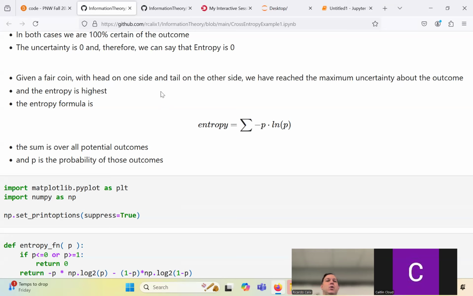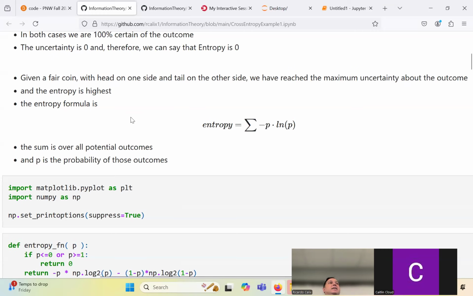So given a fair coin with head on the one side and tail on the other side, we have reached the maximum uncertainty about the outcome. And in this case, therefore, the entropy is the highest. Okay, so that's what we care about. This function gives you entropy, which can be low or high, and that corresponds to how close we are to determining what we want.